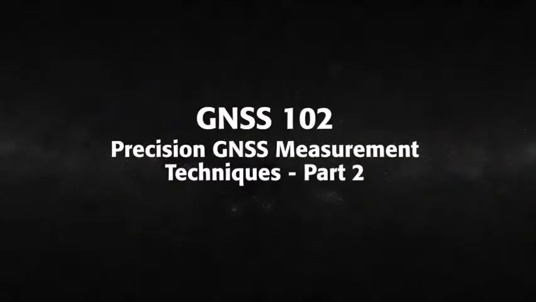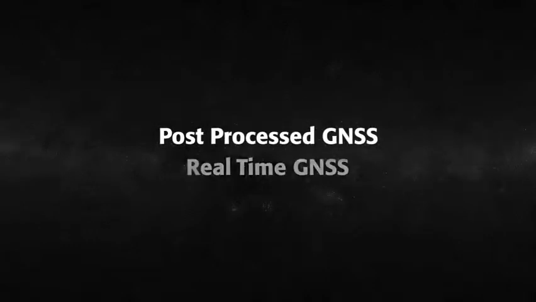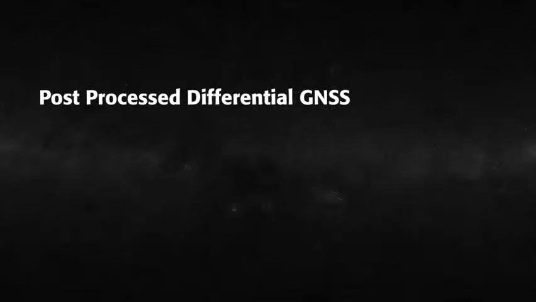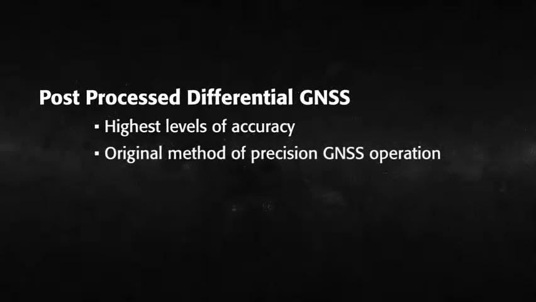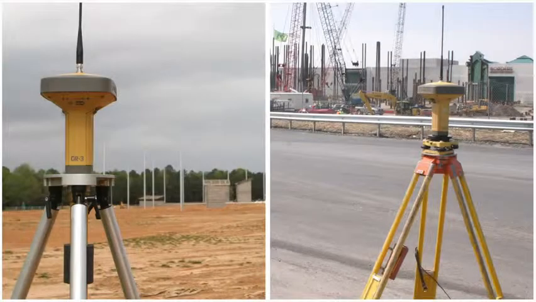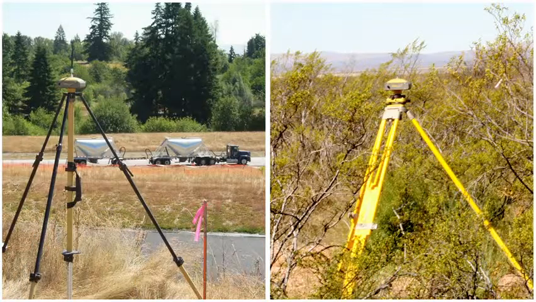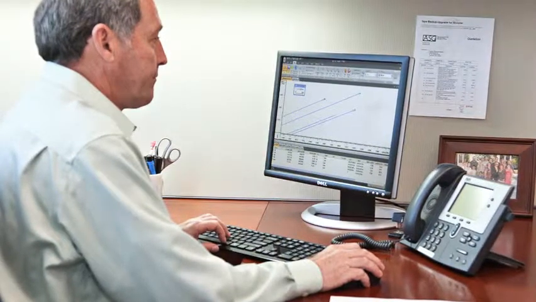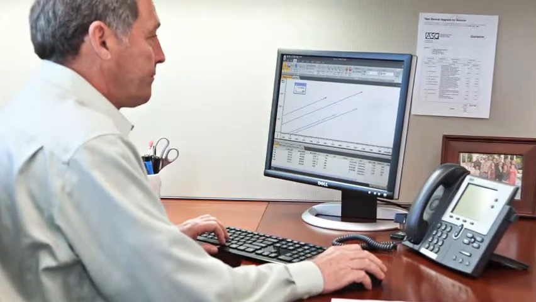In this second part of GNSS 102, we will explain the two most common differential GNSS techniques: post-processed GNSS and real-time GNSS. Post-processed differential GNSS provides the highest levels of accuracy and was the original method of precision GNSS operation. Post-processed GNSS is accomplished by operating two or more systems simultaneously and recording all the satellite tracking and position information, then bringing all the data together on a PC and processing the position information after the fact.